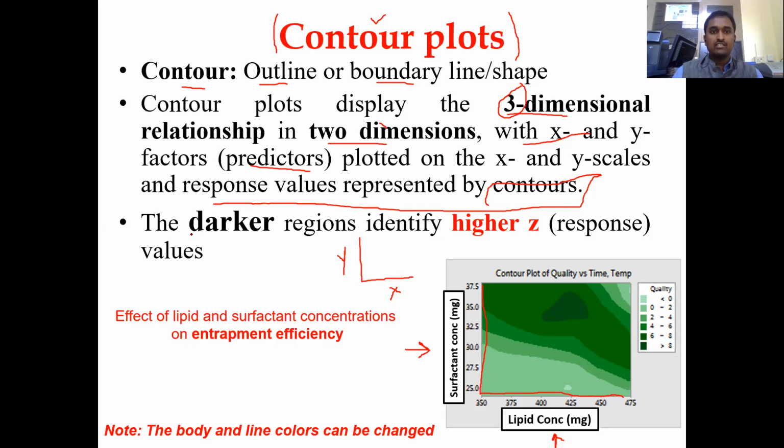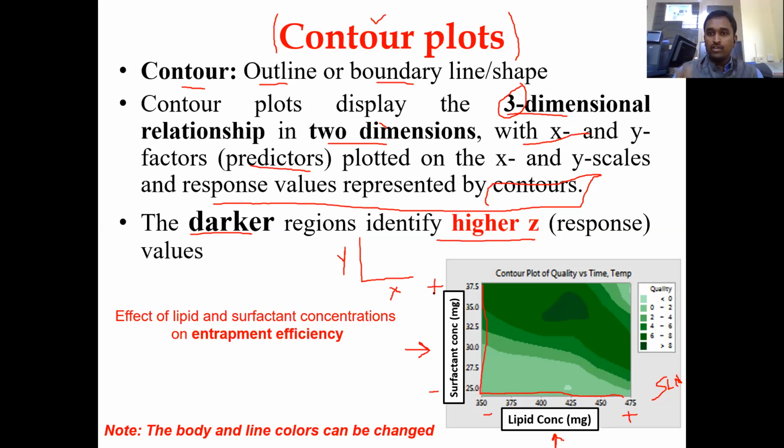So the darker the region, the higher the response. Take an example here: lipid concentration was taken from 350, that is -2, and the highest concentration is 475. Let us say they're preparing solid lipid nanoparticles. The lipid is the material used for the preparation of nanoparticles. Now on the y-axis, they have taken surfactant concentration. Surfactant is also one of the ingredients. First an emulsion will form, which will be solidified, so surfactant is important. The least they have taken is 25, and the highest is 37.